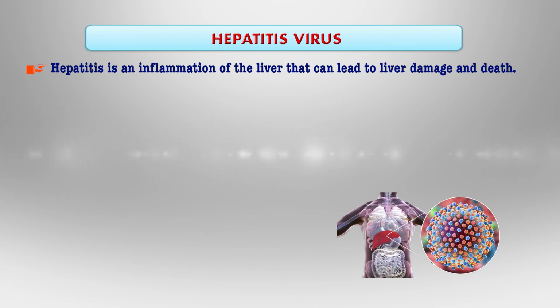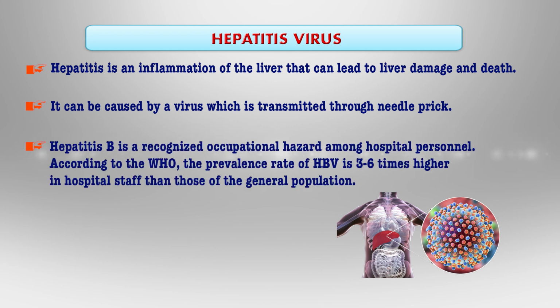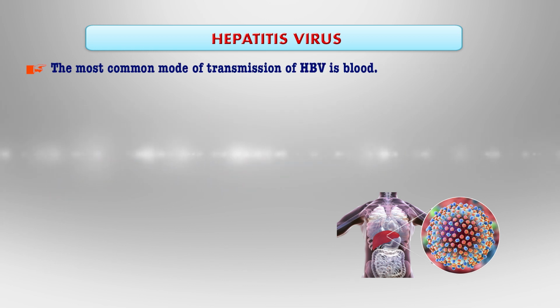Hepatitis virus. This is an inflammation of the liver that can lead to liver damage and death. It can be caused by a virus transmitted through a needle prick, and it is recognized as an occupational hazard among hospital personnel. According to the WHO, the prevalence rate of HBV is 3 to 6 times higher in hospital staff than in the general population. The most common mode of transmission of HBV is blood.